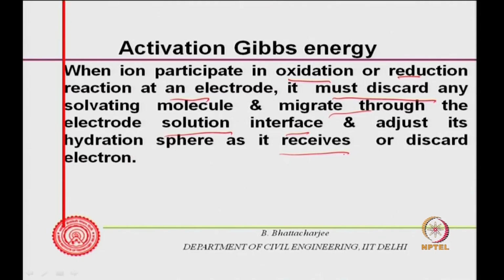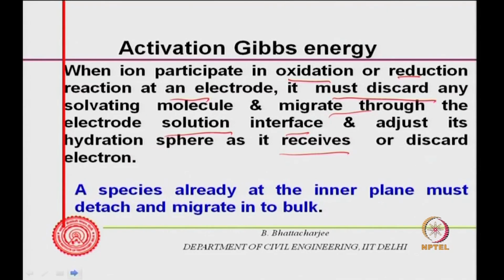So, the metal goes to the solution. If it is a solid solution in the metal, it discards the solvating molecule, comes out of that, and migrates and moves to the solution. If it is taking an electron or giving away an electron, then it must change its hydration sphere and so on and so forth, and in this process some energy would be needed.